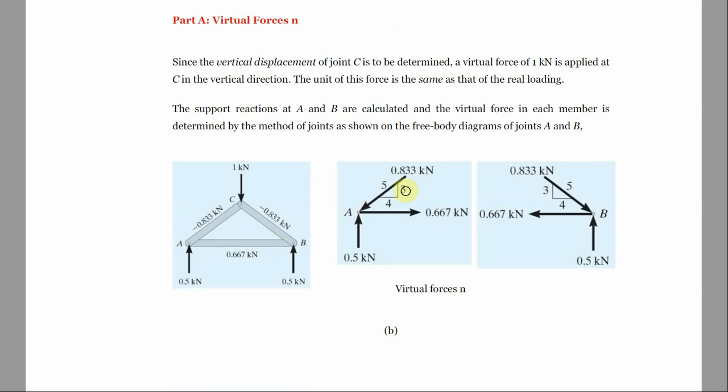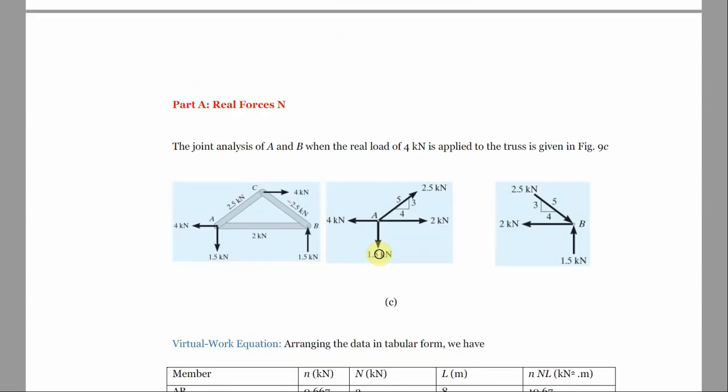Then, after doing that, we now treat the real force. Now we have treated the virtual force. We now look at the real force. What are, let's say, the member forces based on the real-life situation?